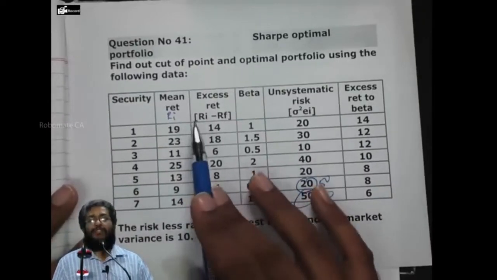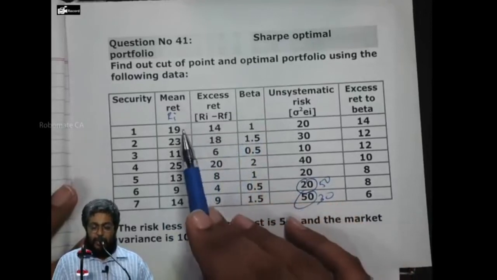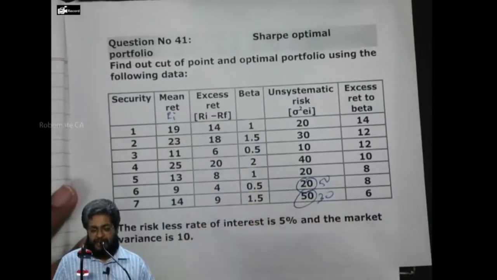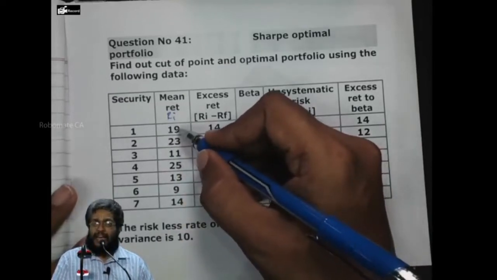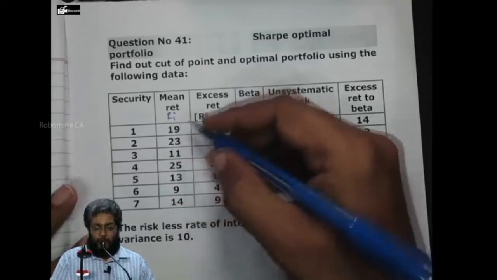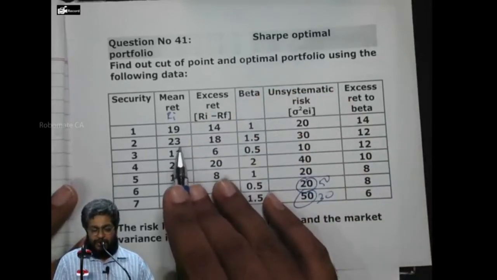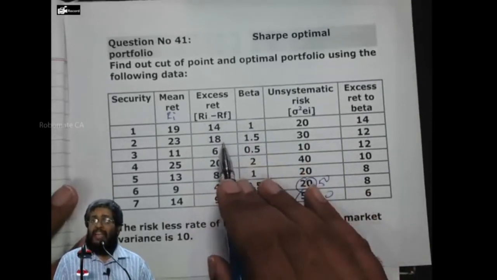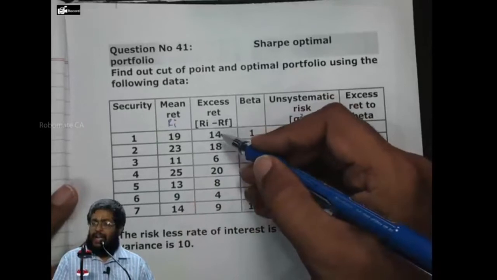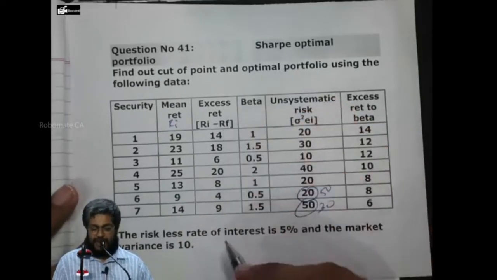It can also be called expected return. Excess return: what is the excess over the risk-free return? What is the risk-free return given in the question here? 5%. The security is expected to give 19, the risk-free is 5, so the excess over risk-free is 14. The security gives 23, risk-free is 5, so the excess is 18. Like that they found out RI minus RF, which is shortly called excess return. Can I proceed or not?